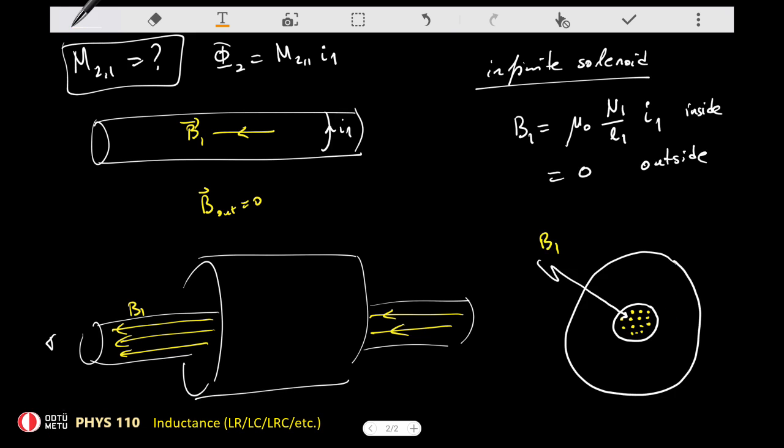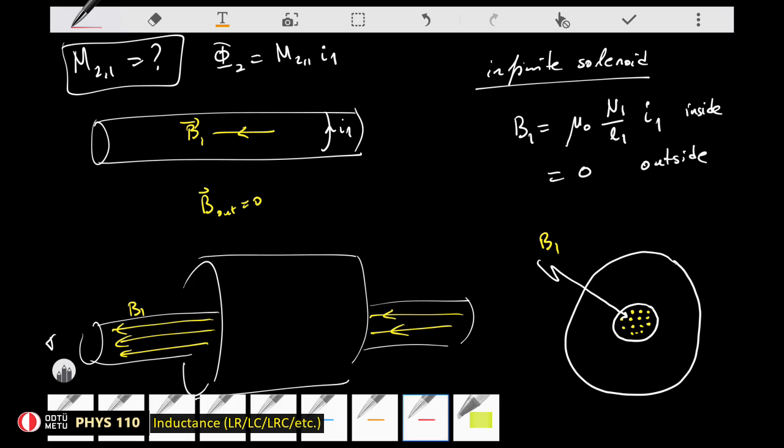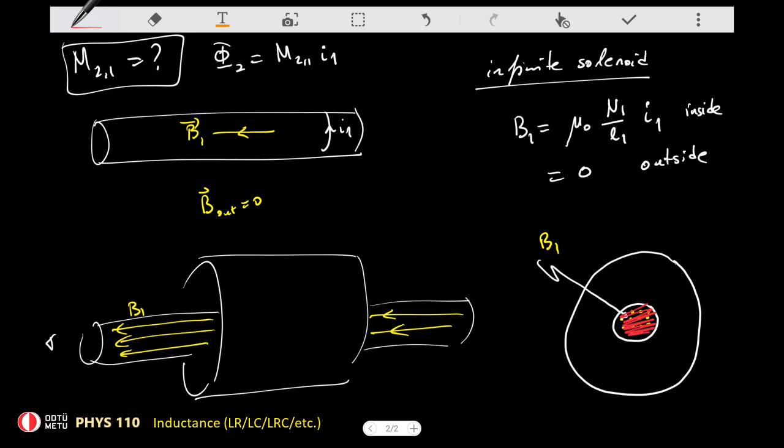Right? There's a magnetic field only inside. This means the flux is present. The magnetic flux is basically crossing only that area in here. Okay, so that's going to be important, because since there is no magnetic field in this region in here, the area of that region is not going to be important.